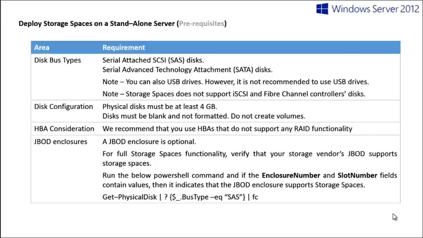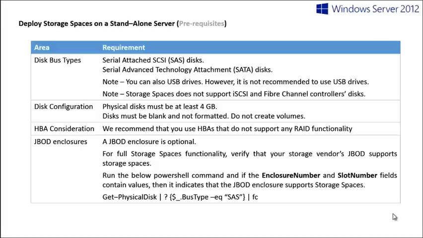Before we create a storage space, we should create a storage pool. So what are the prerequisites for creating a storage pool? Let's talk about disk bus types. The physical hard drives that you're going to use for creating storage pools should be either SAS disks or SATA disks. You can also use USB drives, but it's not recommended because it might slow down the performance of your storage pool. With a storage pool, you cannot use iSCSI or Fibre Channel disks.